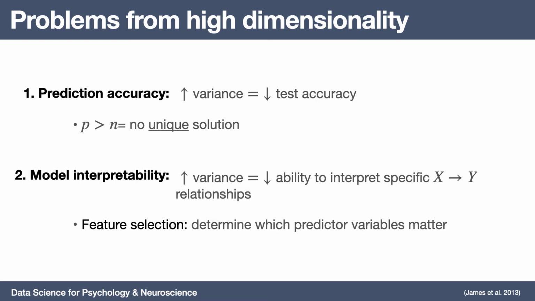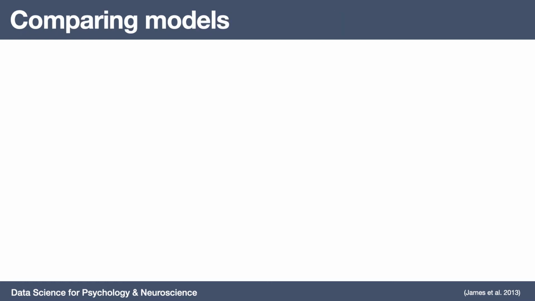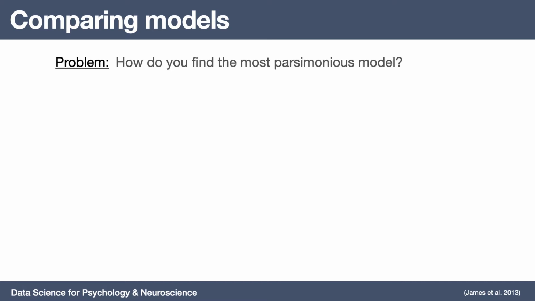Essentially what this boils down to is the need to do feature selection, which is determine which predictor variables matter and which are just noise terms or explaining noise. The goal is parsimony here. You want the simplest but effective model possible at both explaining variance in your training set as well as having some degree of generalizability to other data. Now, when you're comparing models, the fundamental problem you face is how do you find this most parsimonious model? How do you find the best combination of feature variables, X, that explain variance in Y?